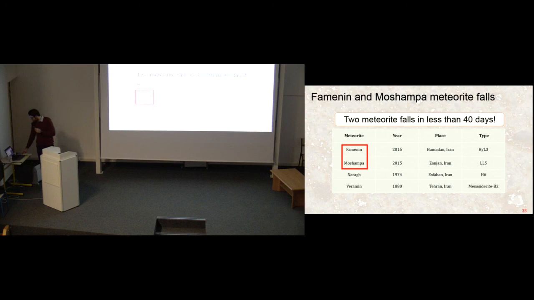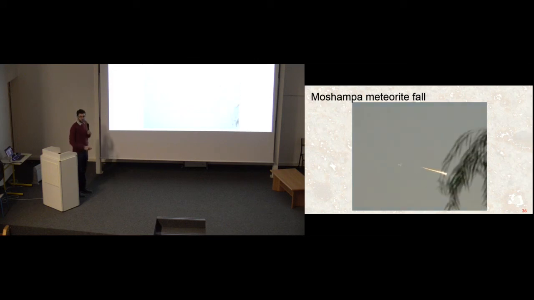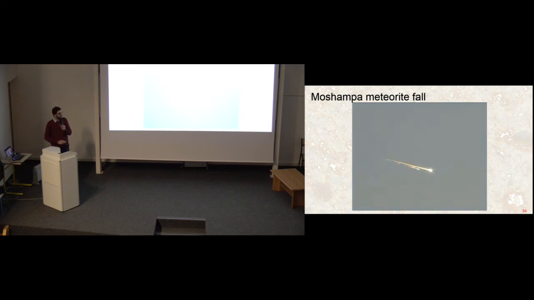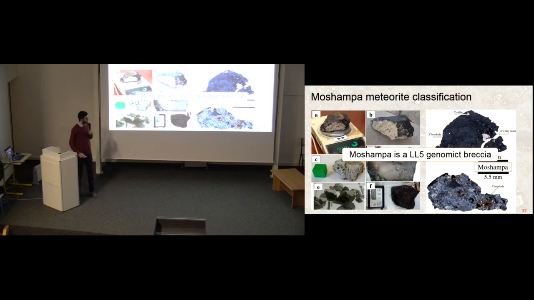The first I'm going to talk about is the Moshampa meteorite. This is a meteor of that meteorite. Thousands of people saw this meteor in Iran, and the meteorite fell in a farm. The team of CEREGE also had the opportunity to visit the area, and even though we couldn't find meteorites, we still had access to this meteorite and studied it in detail. These are the pieces of that meteorite that fell, and we have them in CEREGE as well. This is a microscopic section. It's showing that it has a very low amount of iron and troilite, and the classification result shows that it's an LL5 breccia. It's an ordinary chondrite of LL5 breccia.